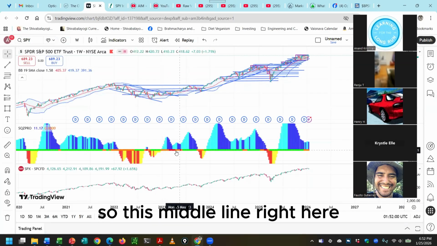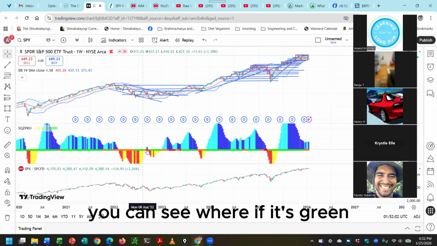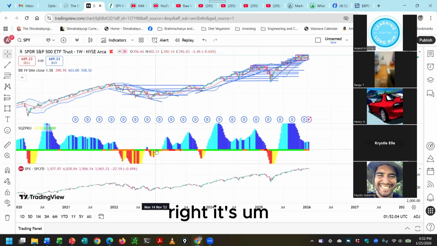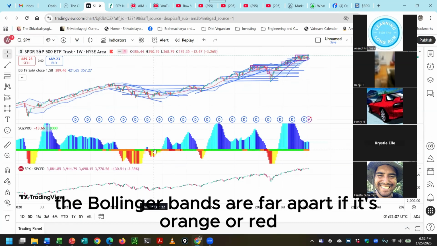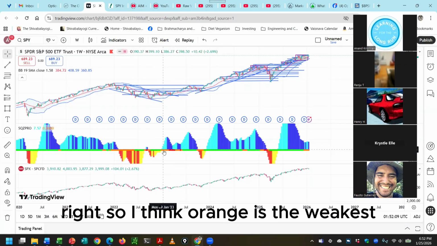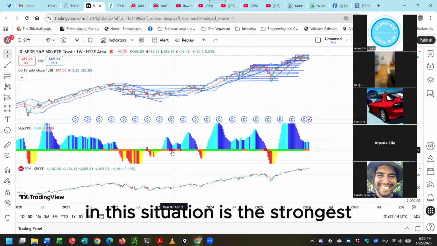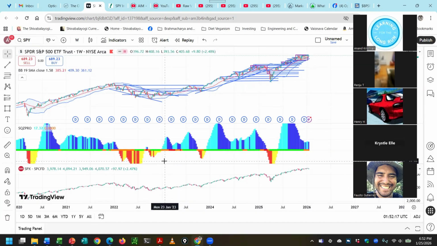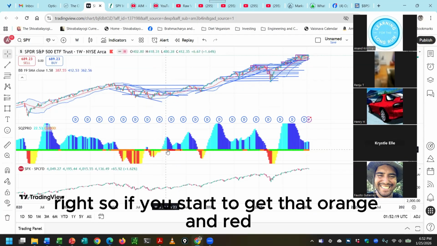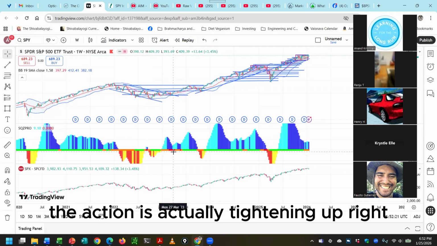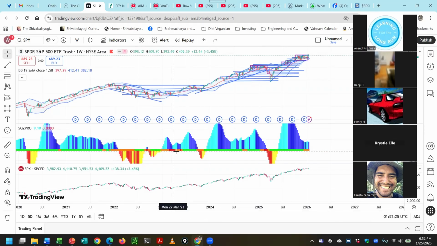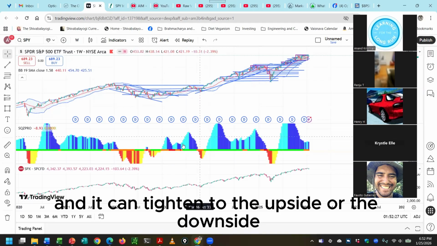So this middle line right here, you can see if it's green, the Bollinger bands are far apart. If it's orange or red, I think orange is the weakest, red is stronger, and then I think black in this situation is the strongest. So if you start to get that orange and red, you know the action is tightening up, and it can tighten to the upside or the downside.